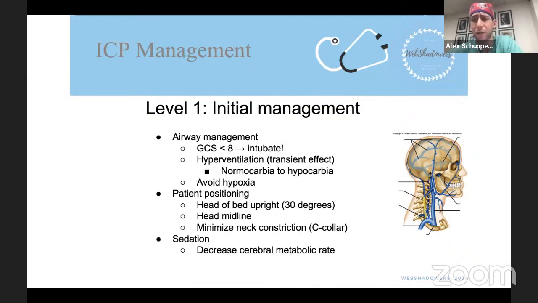And then sedation is also really important, guys, particularly in a patient that can't protect their airway. You want to sedate them to decrease the metabolic rate in your brain. So out of all the organs that you have, the brain is the most metabolically active, and it cannot store energy. Unlike organs like the liver, which can store glucose, the brain cannot. So it's constantly using energy. So we want to do whatever we can to decrease the metabolism of the brain.